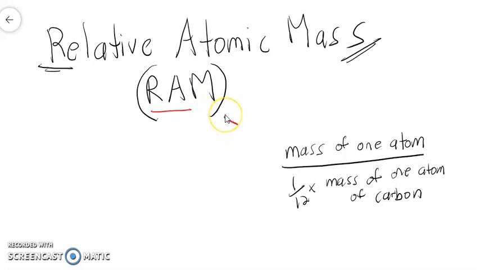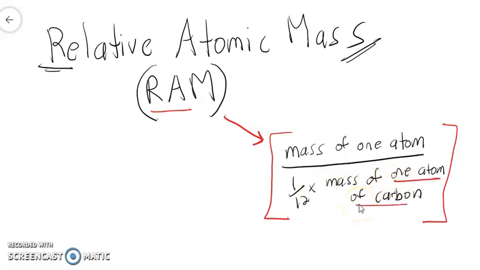So in many books, the definition is given as the mass of an atom divided by 1 over 12 multiplied by the mass of one atom of carbon. Alright.